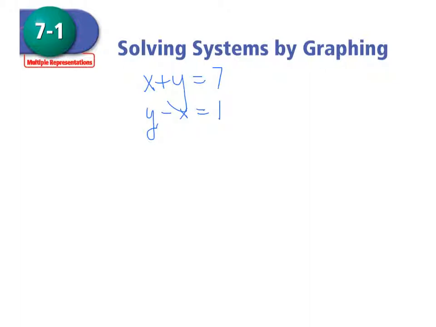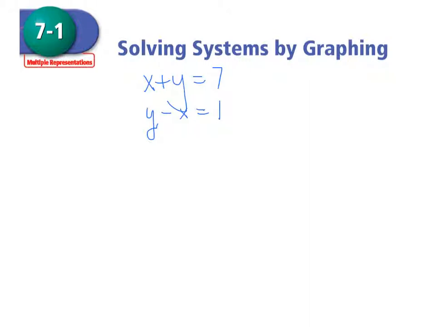But then I'm going to give you a second equation: y minus x equals 1. And my question is this. What value for x and what value for y would make both equations true? What do you think it is?